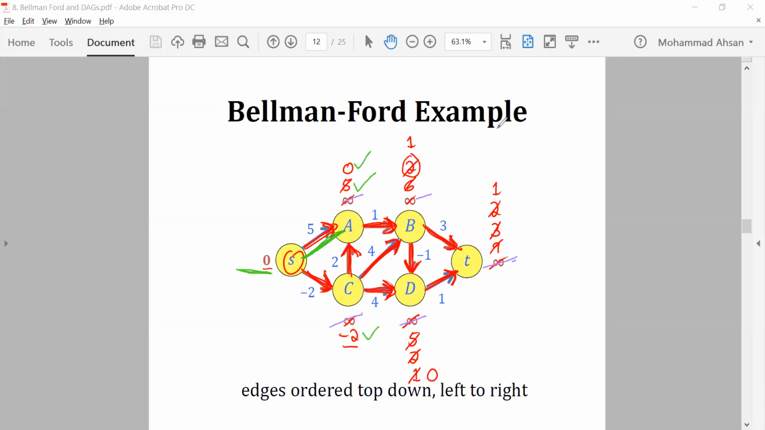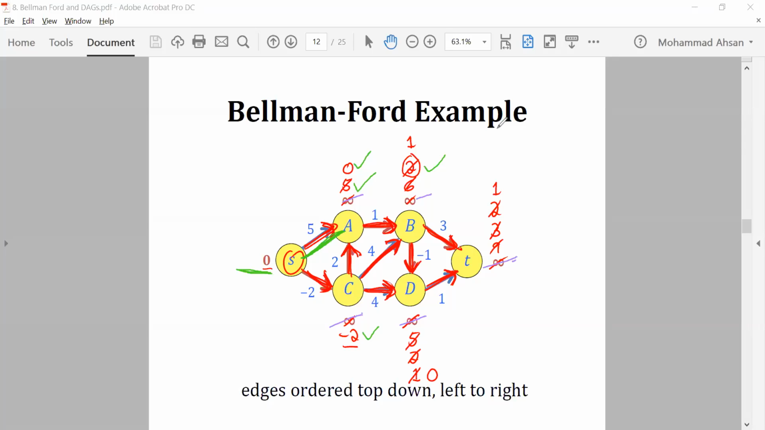So 0 plus 1, okay, it's actually 1. But if you had, suppose you took the edge C to B first, then minus 2 plus 4 would be 2. Or if you came from C to D first, the distance is minus 2 plus 4, which is minus 2. It depends on the order they have taken.